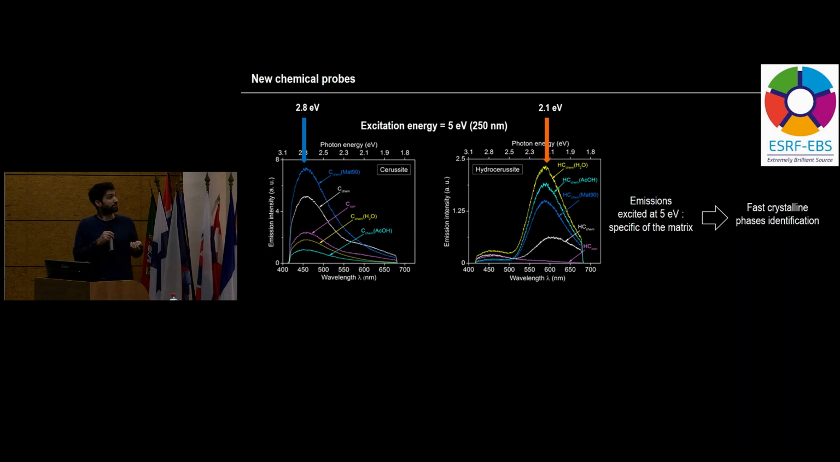Something else is the question of new chemical probes. In the past, we've been working with photoluminescence. This is something which was already showcased here during this workshop. We showed that by exciting your lead white in the deep UV, you were able to perform fast crystalline phase identification. Now, this was done in the lab.